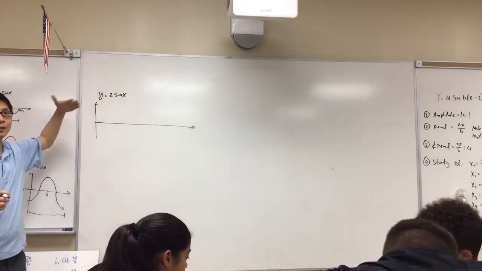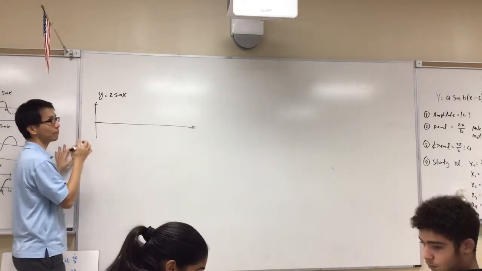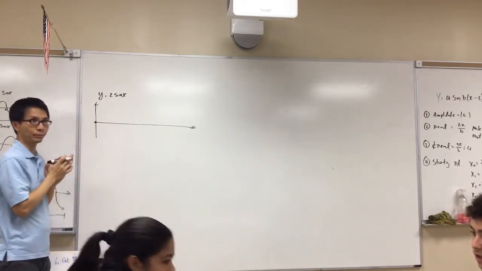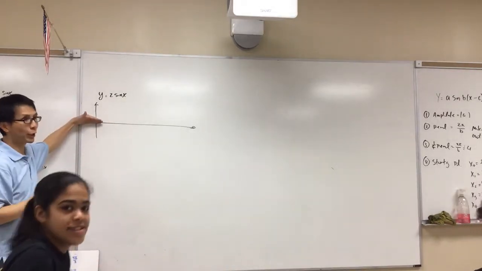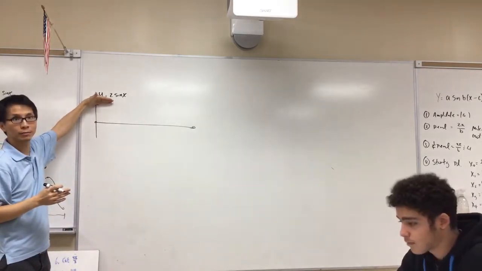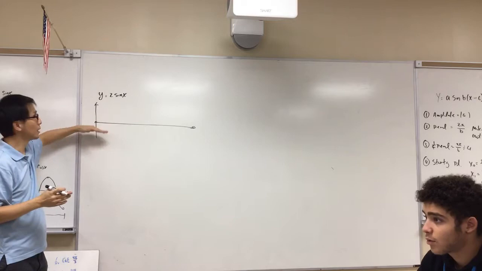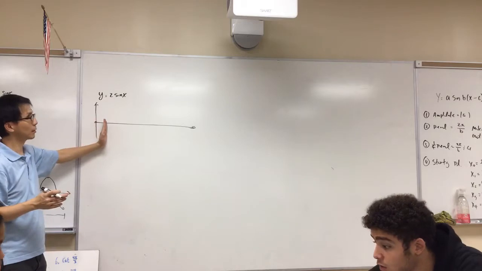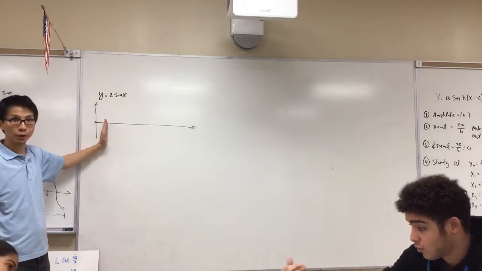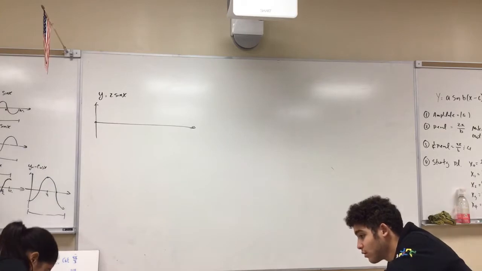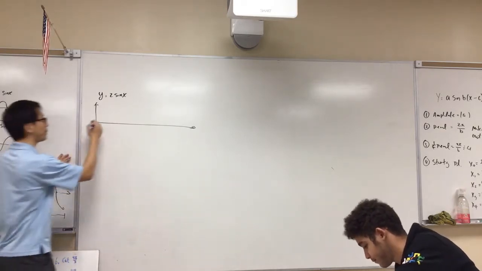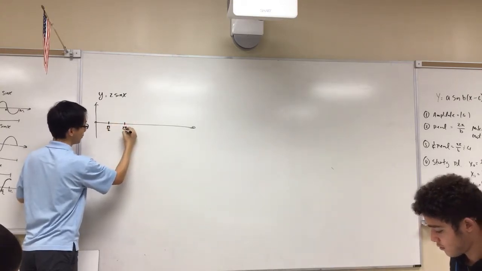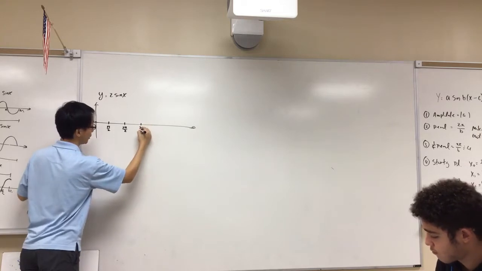So it's 2 sine of x, and I'm going to start graphing here at 0, right? Now, what is the midline? The midline is 0, right? Then the next thing is a quarter period. What's the quarter period? Pi over 2, according to that, right? So you have 0, pi over 2, 2 pi over 2, 3 pi over 2, 4 pi over 2.